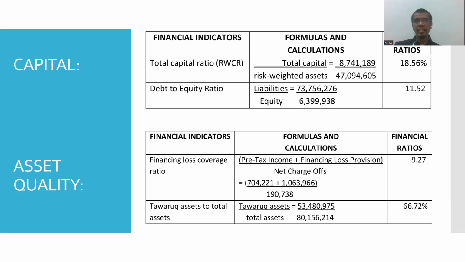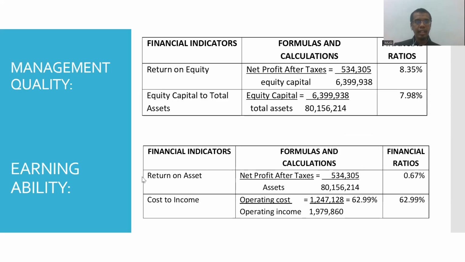Okay, next ratio is the management quality. From the financial indicators presented in table 1 in assignment 1, I can conclude that there are two ratios representing management quality in the CAMELS model. The first one is return on equity. The formula is net profit after tax, or in the financial statement of Bank Islam it is net profit after tax and zakat, I believe. Profit after tax and zakat.